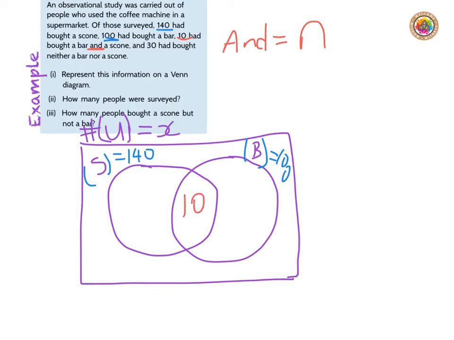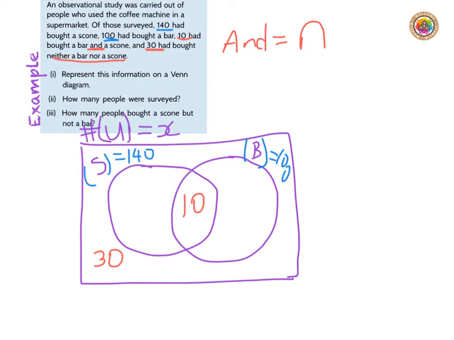So out here in my intersection I'm going to put in the 10 people who bought both. So there's 10 here. Now I'm told as well 30 had bought neither a bar nor a scone. So those 30 people, they're going to go into our outer space, outside our two sets, but still inside the Venn diagram.